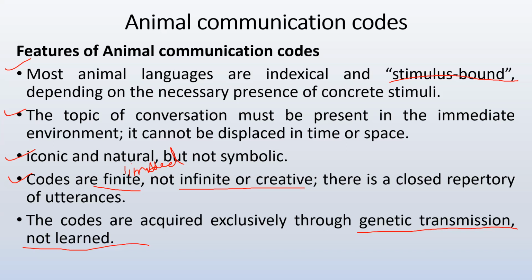Whatever they are producing is inside them. It has already come in their genes. They are in their genes. That's all. So out of genes, they can't work. Right? Do you catch my idea? So this genetic transmission is a very important point when we talk about animal communication codes. This is a remarkable point. Okay, right.